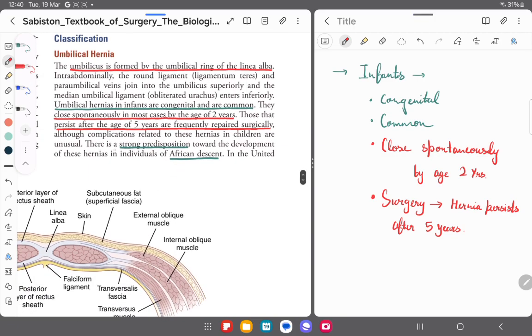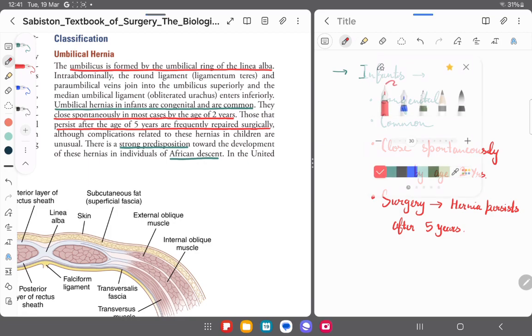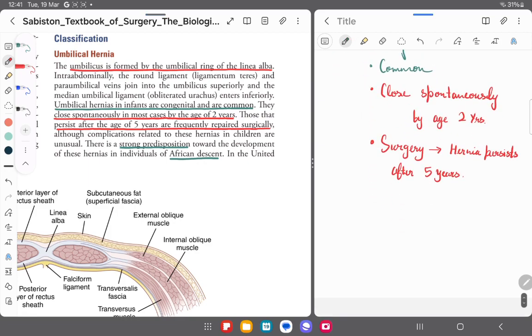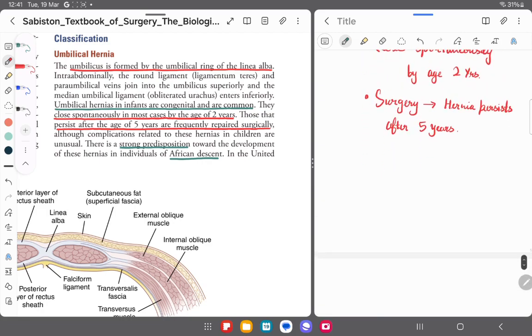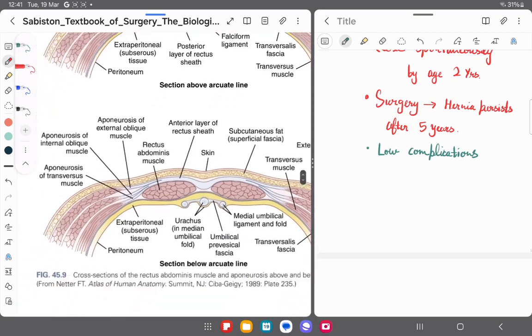Although complications related to these hernias in children are unusual, we also have to keep in mind that the complications are unusual, so low complications are there. There is a strong predisposition towards the development of these hernias in individuals of African descent.